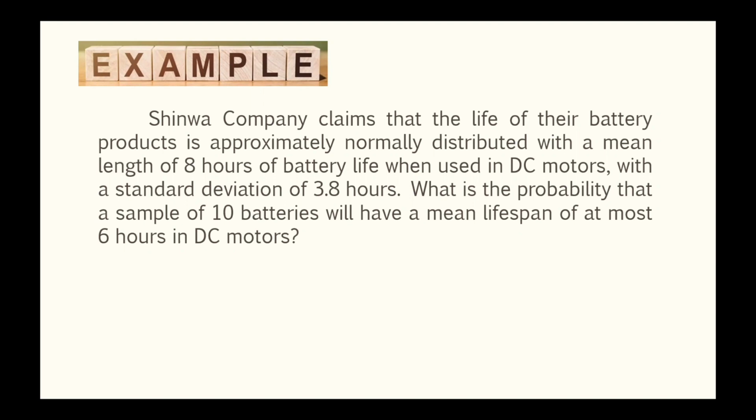The next step is to identify the given in the problem. The first is the population mean. In the problem, that is located in the first sentence. That is 8 hours of battery life. The standard deviation is 3.8 hours. And the sample size, which is in the question part, we have here all in all 10 batteries. And we have the second mean, which is the sample mean, specifically on the question part also, and that is equal to 6.